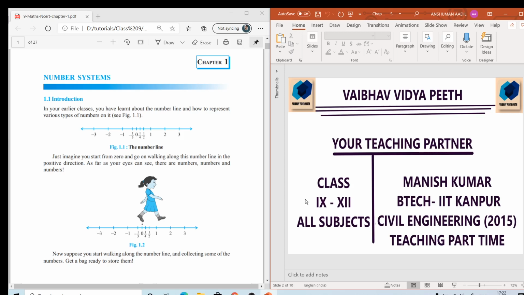So basically the method which we will follow here, we are going to read the NCERT book and mark important points, and simultaneously we will be making notes in PPT form.